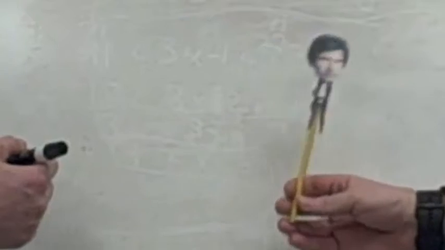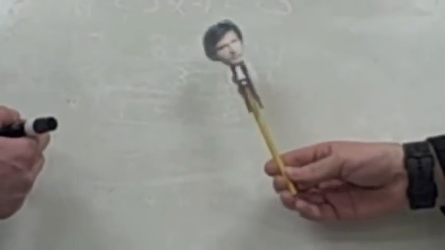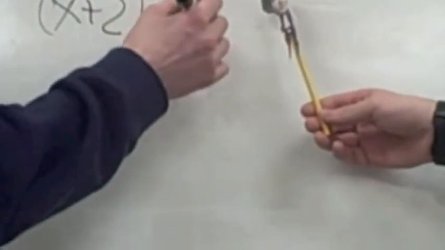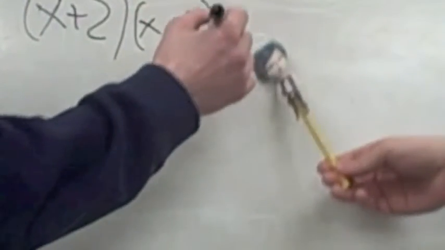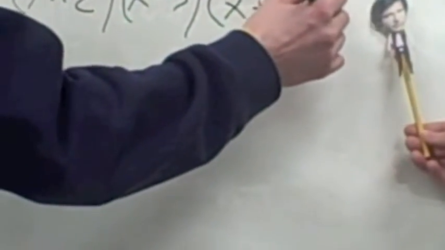Time to learn about solving polynomial inequalities. These are nonlinear versions of inequalities. First, you have to factor if needed, get everything to one side, state the zeros, and use an interval table. For example, x plus 2, x minus 3, x plus 1 is greater than 0.